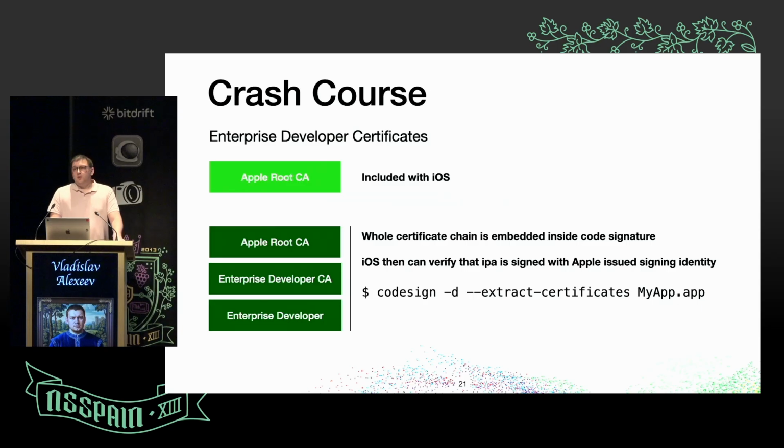And there is an enterprise account on iOS, which lets you distribute apps outside of the iOS App Store, directly to the devices. In this scenario, iOS only trusts the root CA, but the whole chain is actually embedded into the code signature. You can explore the whole chain of certificates by running this codesign command.